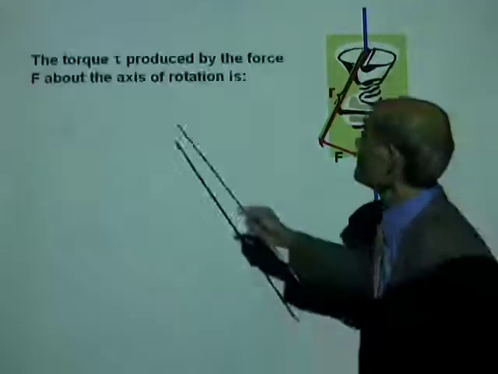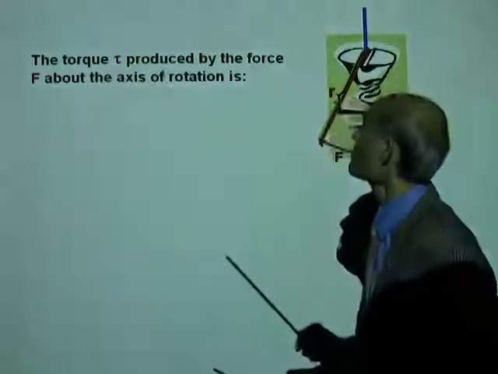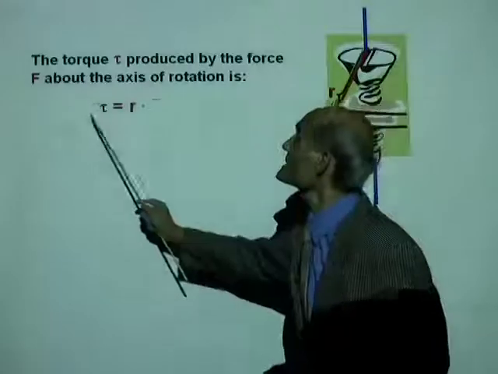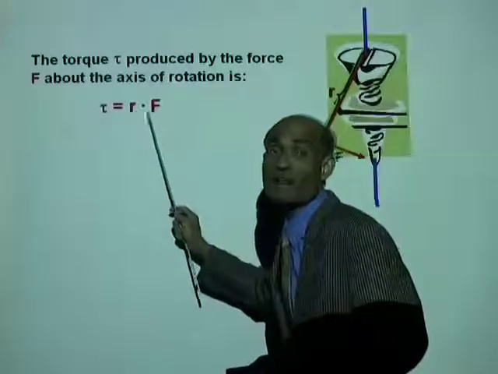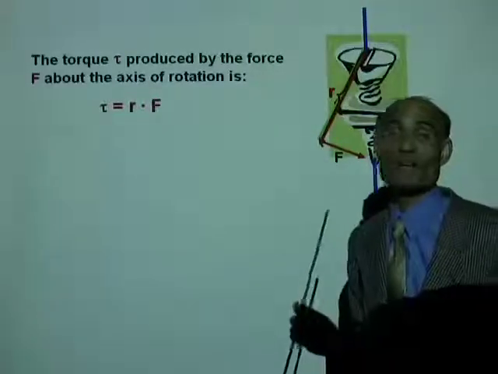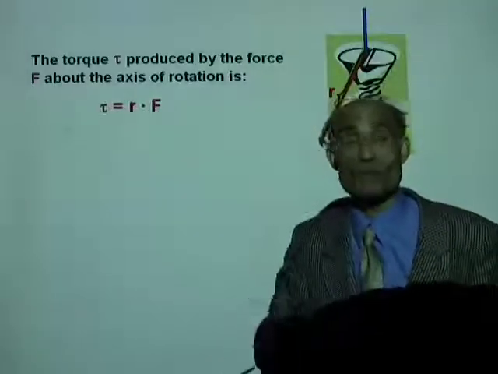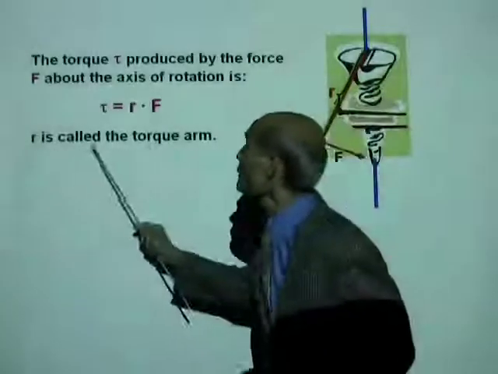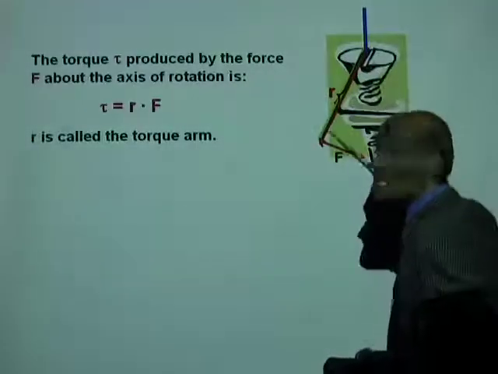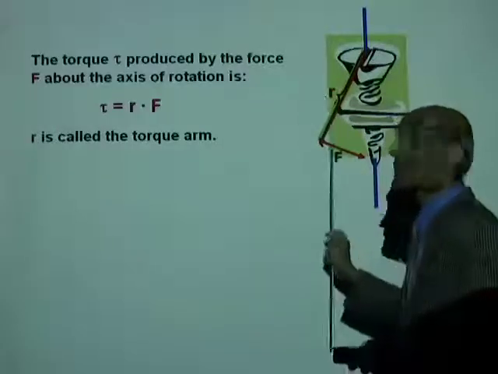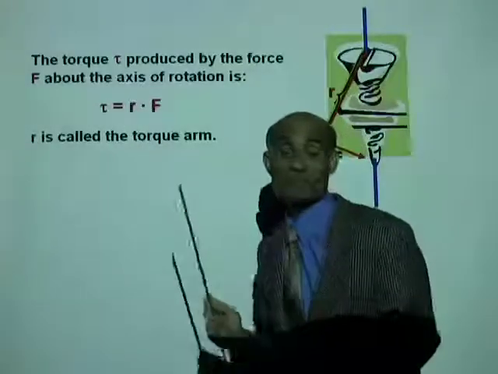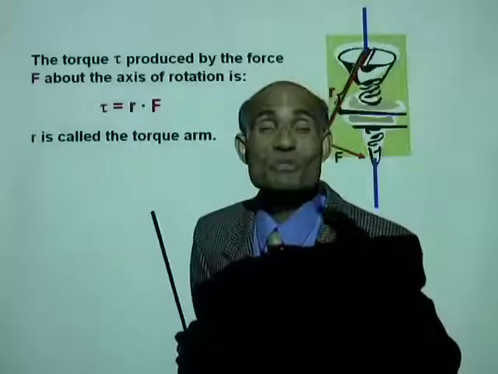Okay? The torque tau produced by the force F about the axis of rotation is tau equal to r times F, the torque arm multiplied by that force. And that is a measure of the torque. Well, r is called the torque arm. Actually, the torque arm is a vector. This r is a vector. The force F also is a vector. Therefore, r times F is the product of two vectors.